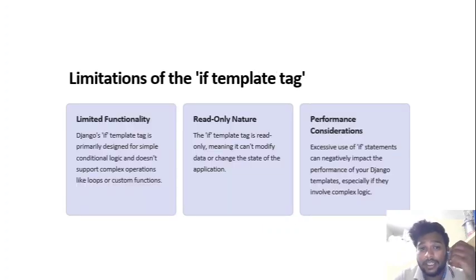Now let us see the limitations of the if template tag. Limited functionality: the Django if template tag is primarily designed for simple conditional logic and does not support complex operations like loops or custom functions. It only executes once. The condition is verified only once at a time. And if we want to, we can implement this if condition inside a loop, like a for loop or while loop or do while loop.